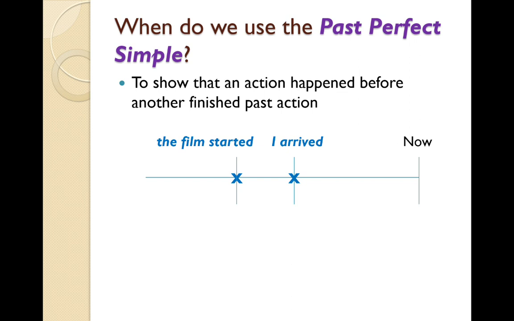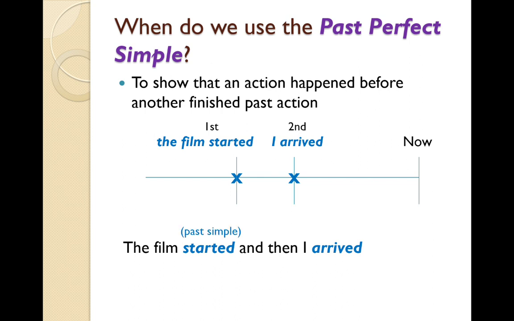So here we've got two finished past actions. The first action, the film started, and then the second action, I arrived. The film started and then I arrived. We use the past simple for the first action and the past simple for the second action. In this phrase, it's clear which action happened first because we use then. First the film started and then second I arrived. So we don't need to use the past perfect simple here.